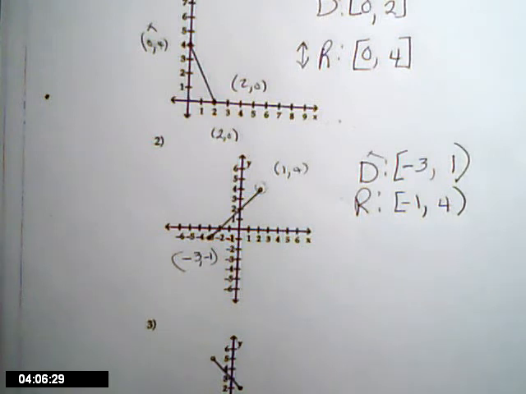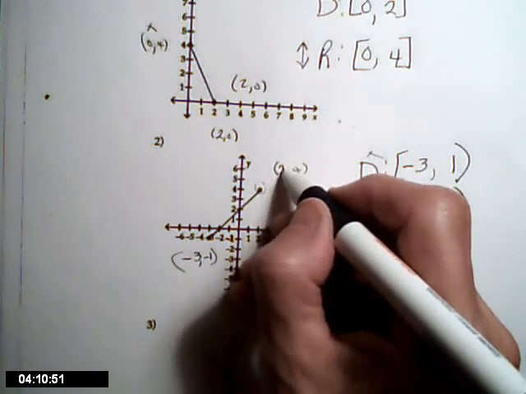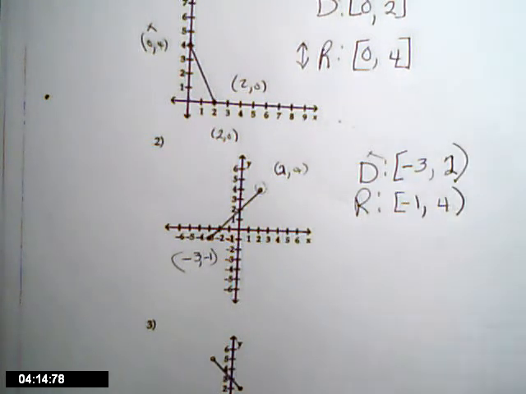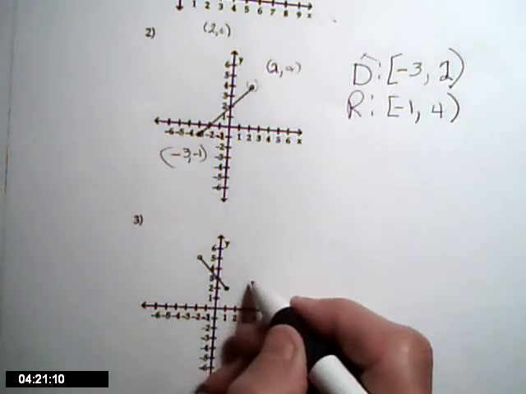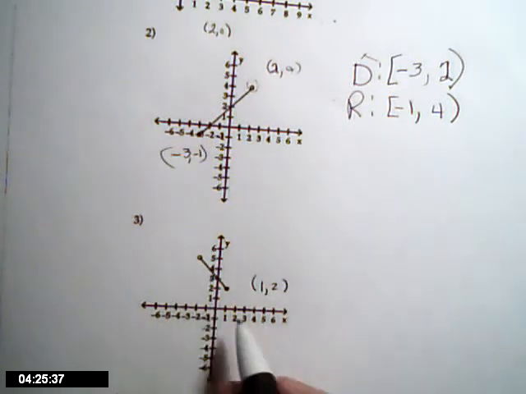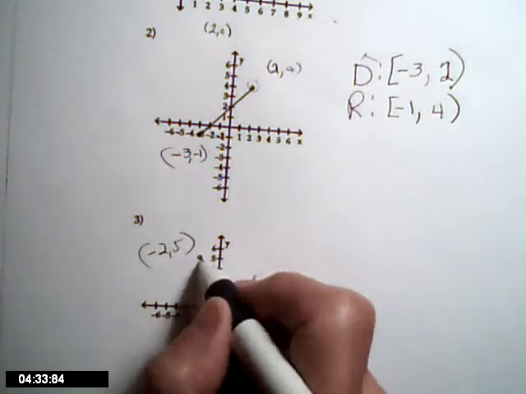And I think right here, I've written this wrong. That's a 2 right there. So that's going to change this point. Excuse me about that. Okay. I just calculated wrong. Alright, on number 3, this point is 1, 2. This point is negative 2, 5.